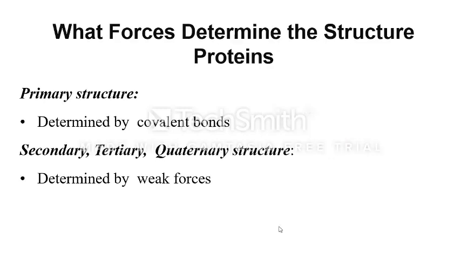So what forces determine the structure of proteins? The primary structure basically involves only covalent bonds, so its forces are determined by covalent bonds only, while the secondary, tertiary, and quaternary structures involve many weak forces.